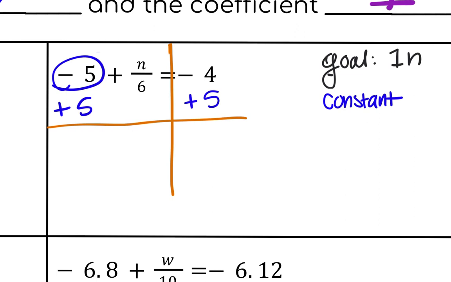Okay? So then we combine what we can. So I can do negative 5 plus 5 because those are like terms. That is 0, so those two cancel each other out. And we still have an n divided by 6. On this side, negative 4 plus 5 is positive 1. So we undid the constant. Now we're going to box and undo the coefficient.